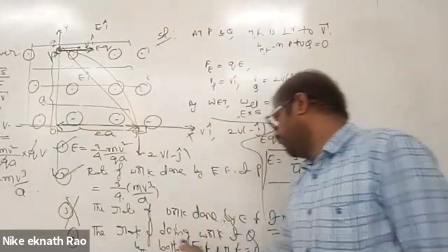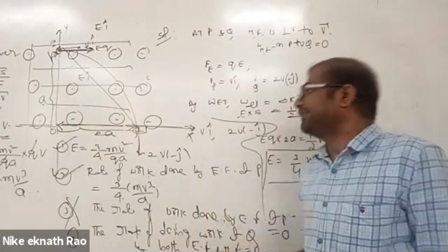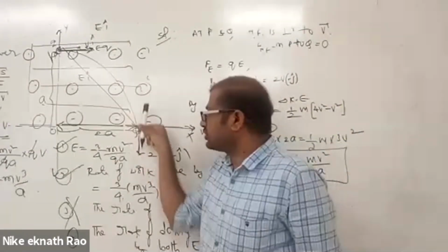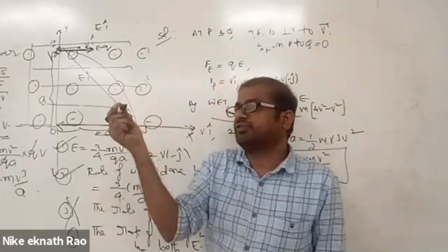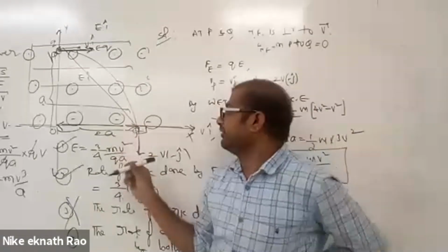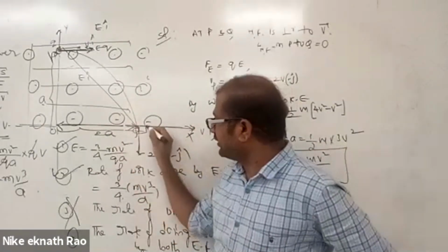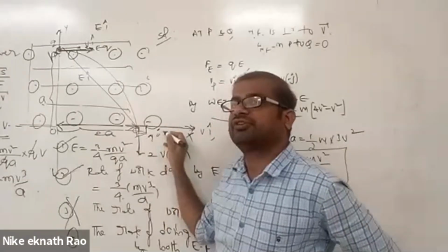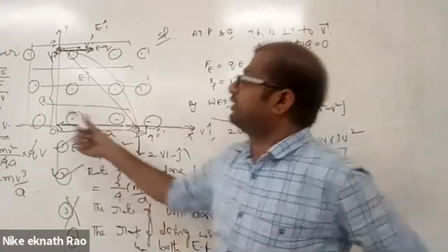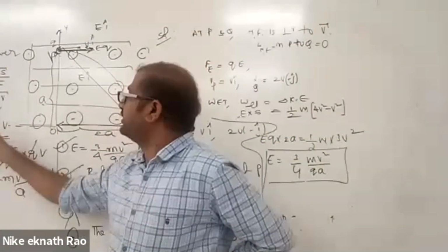Rate of doing work at Q by both electric and magnetic field. At Q, velocity is downward. Magnetic field is perpendicular. Work done is 0, so power is 0. Whereas velocity is downward, electric field is horizontal. Again, for electric field also how much angle here? 90 degrees. So work done or power value is F dot V, you can say. F dot V angle is 90 degrees, no?